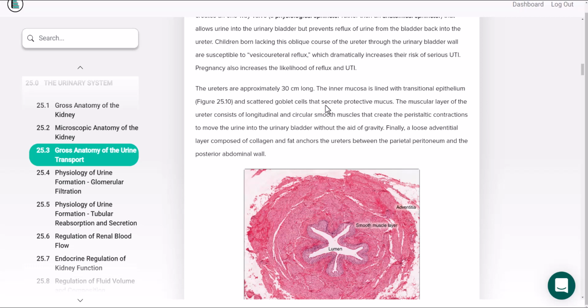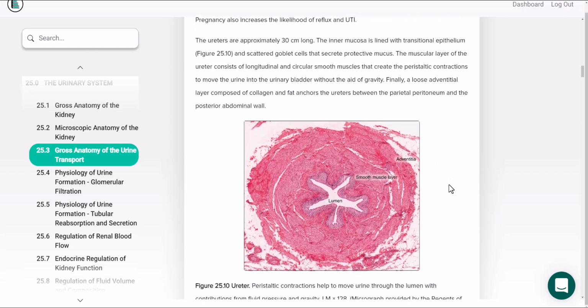There's also some goblet cells along the way that are producing mucus, similar to other mucous membranes. The muscular layer is a double layer of smooth muscle that's going to create that peristaltic contraction similar to the intestines. And finally, there's an outer layer around the ureter called the adventitia, and that is collagen and connective tissues that are helping to adhere the ureters to the parietal peritoneum and the posterior abdominal wall.